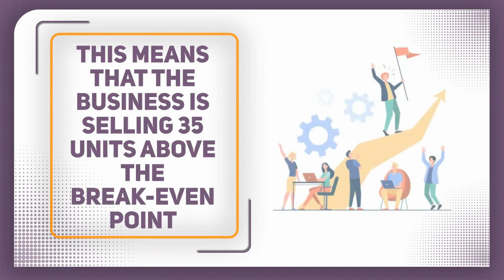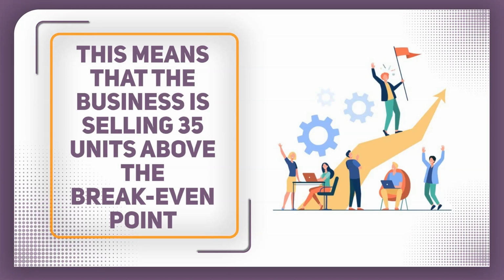Their sales could drop by up to 35 units below their prediction, and they still wouldn't be making a loss. However, if sales drop by 36 units or more, they would be making a loss, and therefore they would no longer be making a profit.